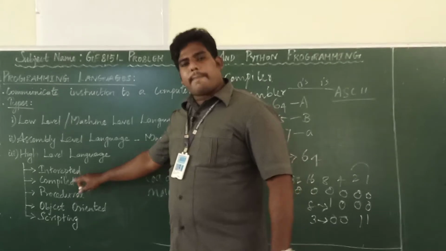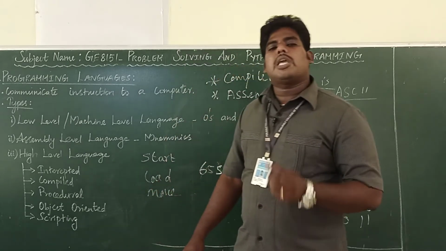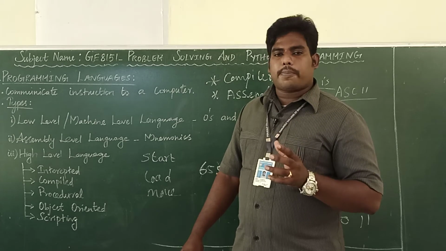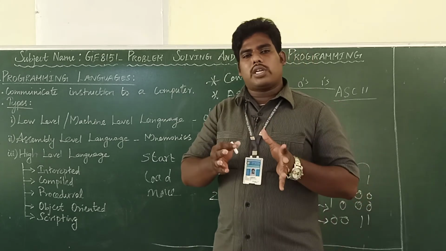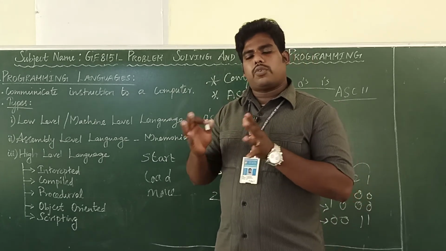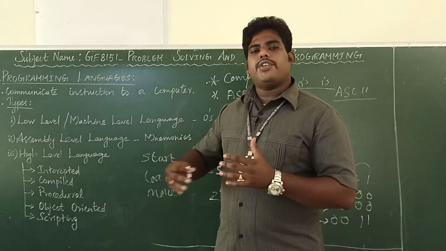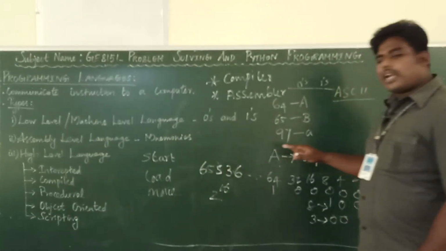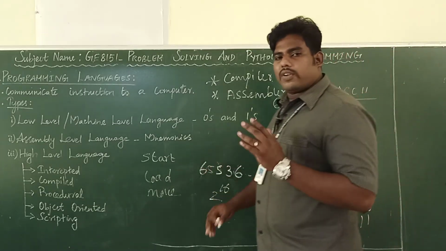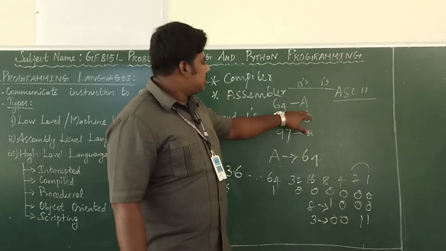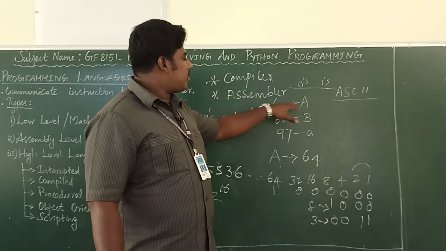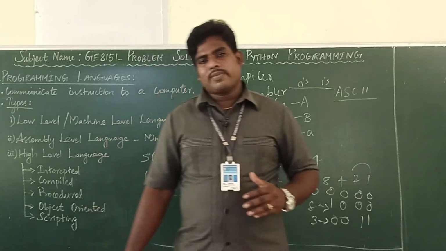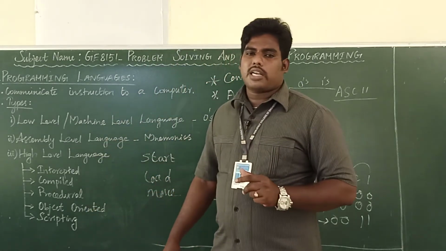If you are going for a compiler programming language, C program, C++, C programming is the compiler programming language. Once the code is written, you have to save it, then you have to compile it. During compilation, these high-level languages are converted into low-level languages. For example, A is converted into 65, then 65 is converted into binary. Then it will be executed by the computer.